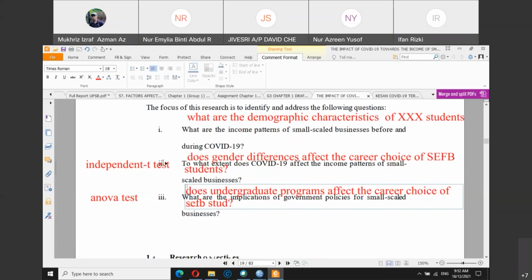Because if you ask a question like this, then of course we are expecting a t-test analysis. But if you are focusing on groupings of 3 or more populations, like you are comparing students from economics versus banking versus finance versus agribusiness, you want to look at these 4 groups of students when it comes to career choice, then you must perform the analysis using ANOVA. So research questions will indicate what kind of analysis you can have.